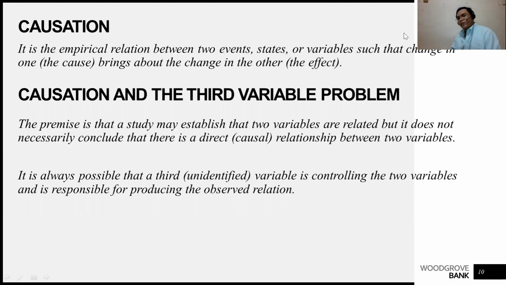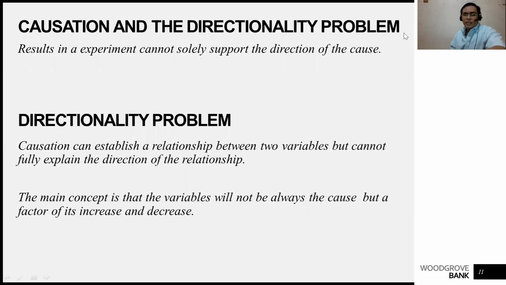So what do you mean by third variable problem? The third variable problem is the premise that a study may establish that two variables are related, but does not conclude that there is a direct relationship between the two variables. So what do you mean by that? It is always possible that a third unidentified variable is controlling the two variables and is responsible for producing the observed relation.